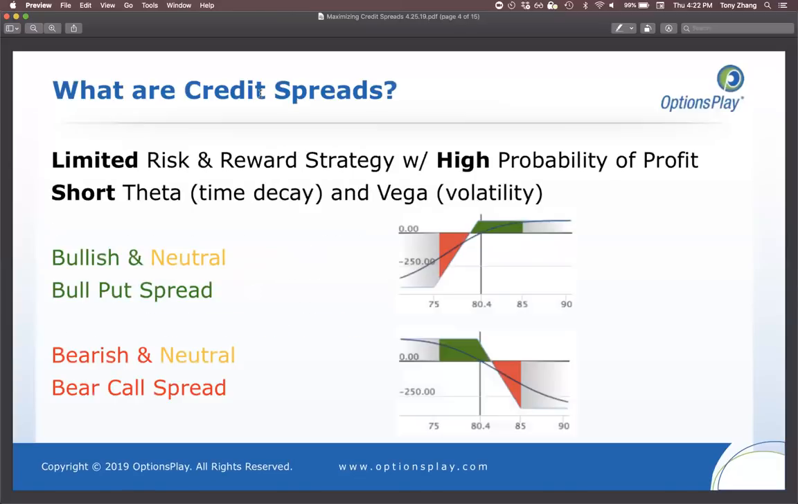Let's go ahead and get started here. So let's talk about what credit spreads are. First of all, these are what we consider limited risk and reward strategies, just like debit spreads, and they typically have a high probability of profit.